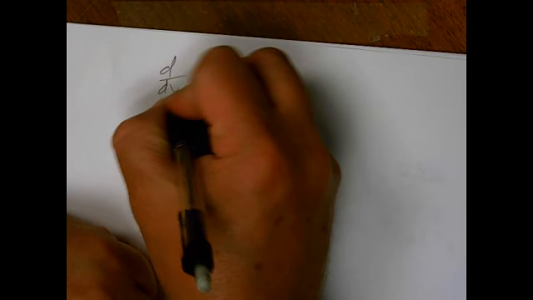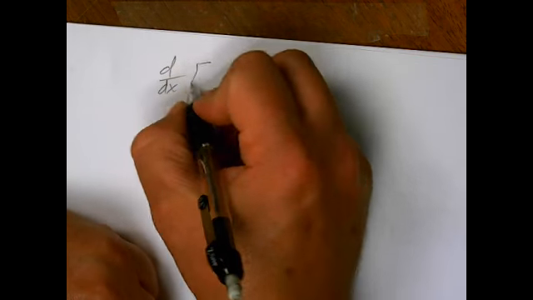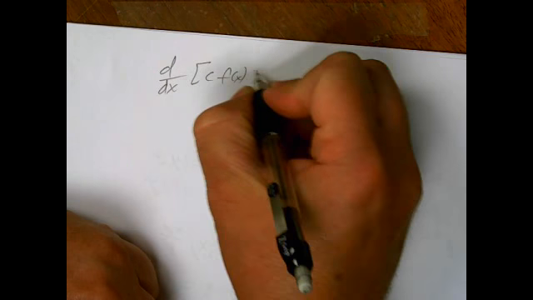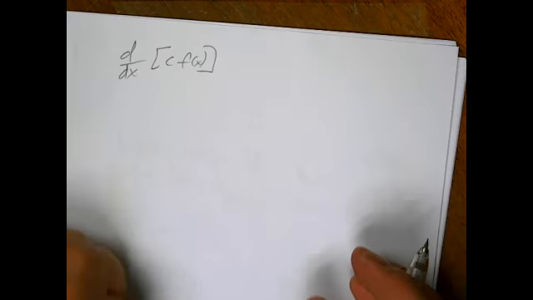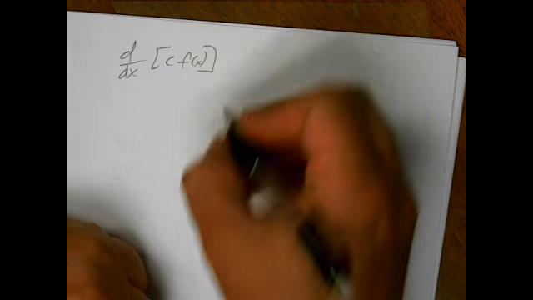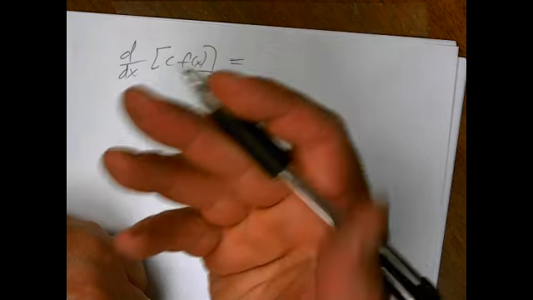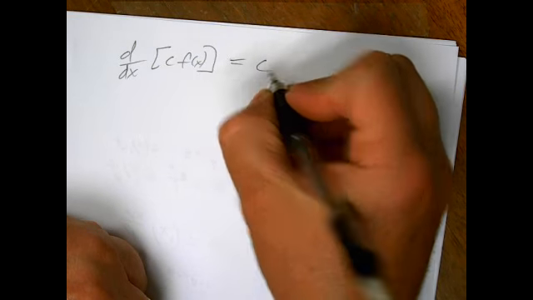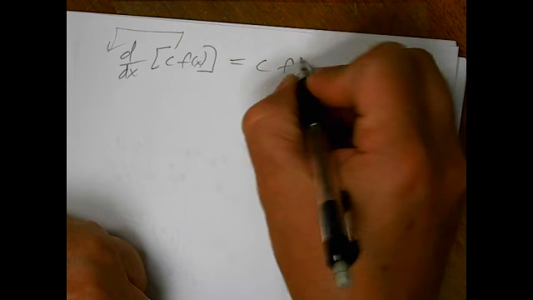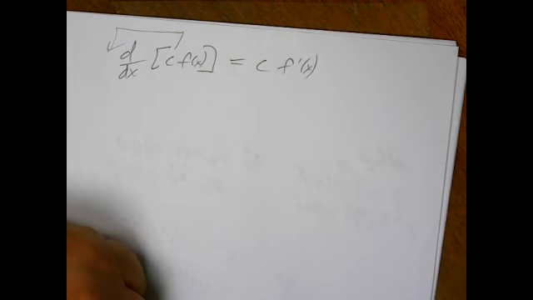If you want to take the derivative with respect to x of a constant times f of x, in other words, if you have a constant in front of a function and you want to take a derivative, what can happen, and you're going to find this with integrals as well, is the constant can basically be bumped out front, and it just gets multiplied by the derivative of f.